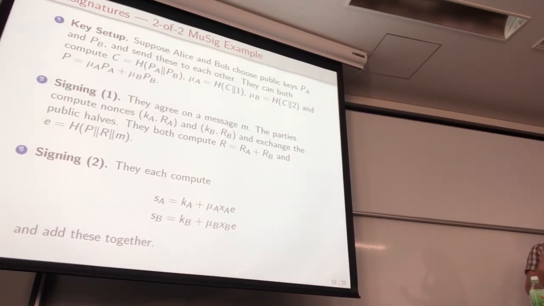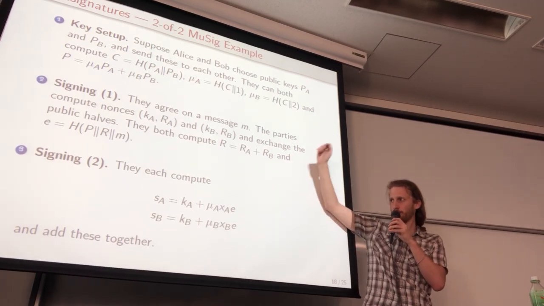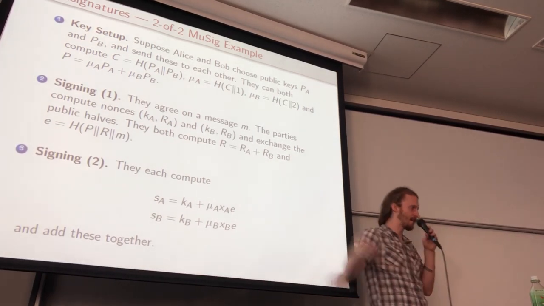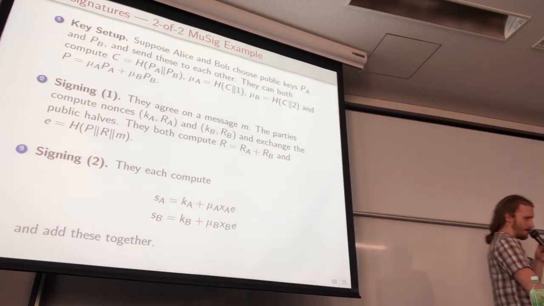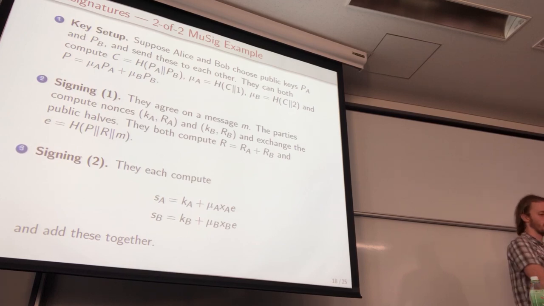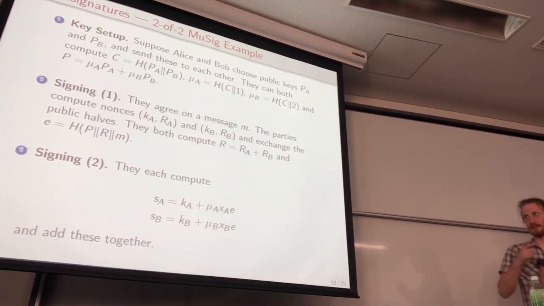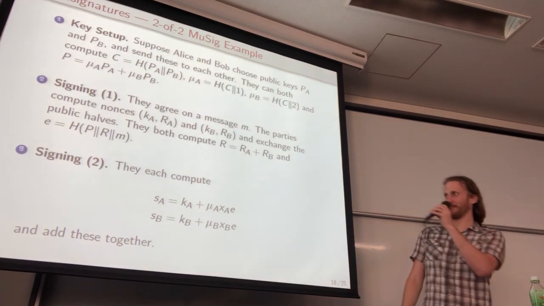Okay, so here's a signature scheme. You can see two steps. Produce your nonces, add them, get a challenge. The second step is produce your signatures, add them, publish a signature. Okay? Maybe it's worth mentioning that if you exchange the nonces in a straightforward way, you actually don't get a secure scheme. Oh, yes, okay, all right. All right, so.